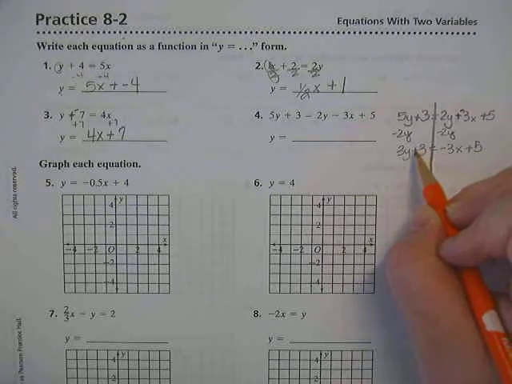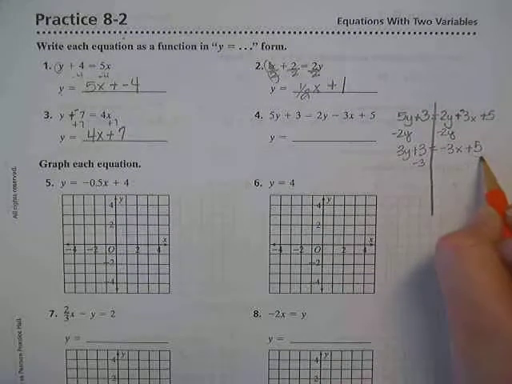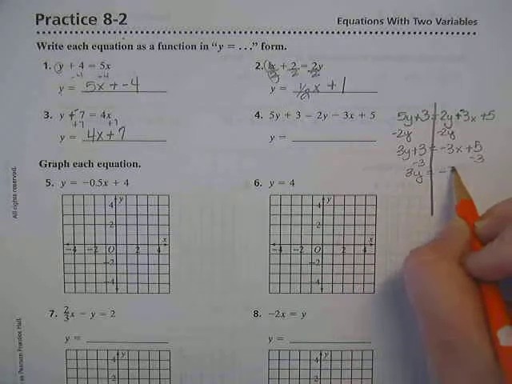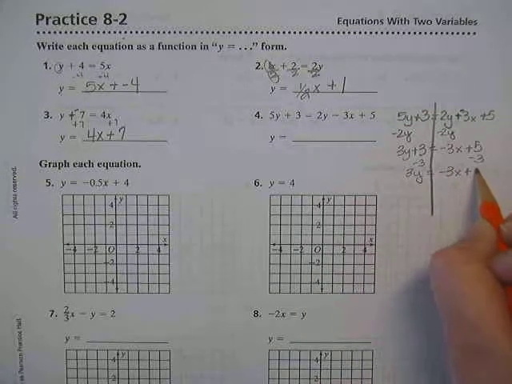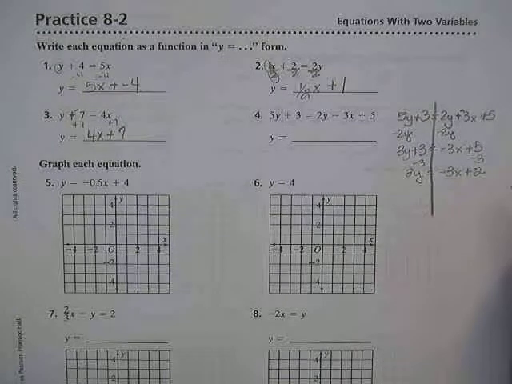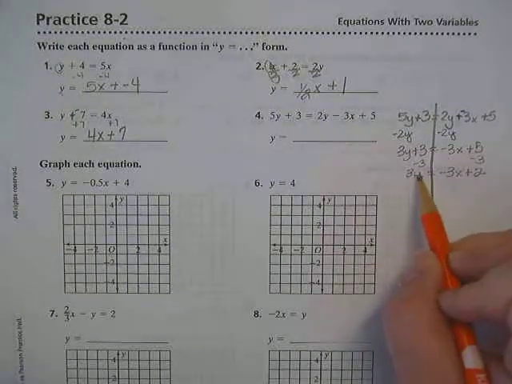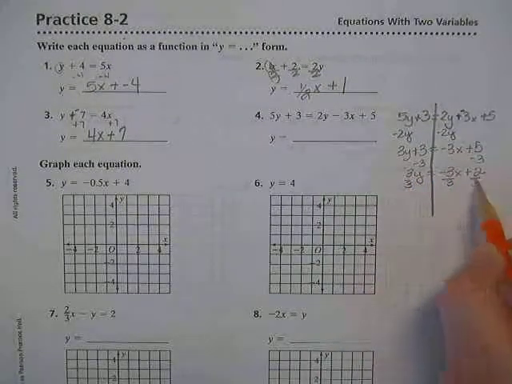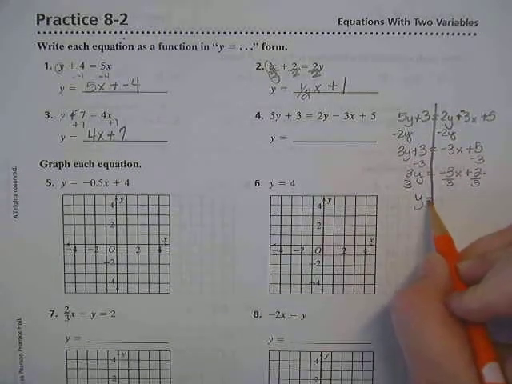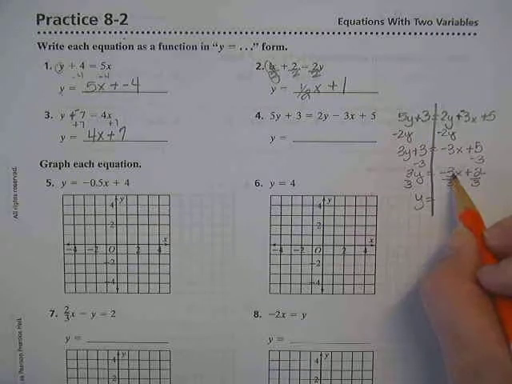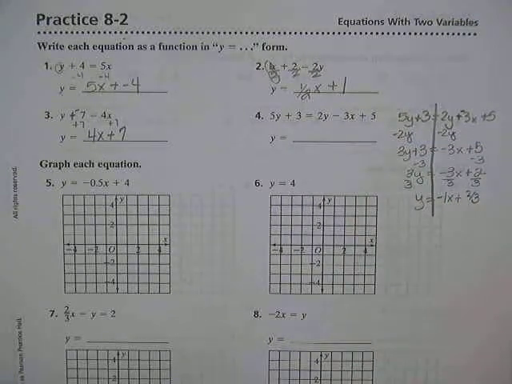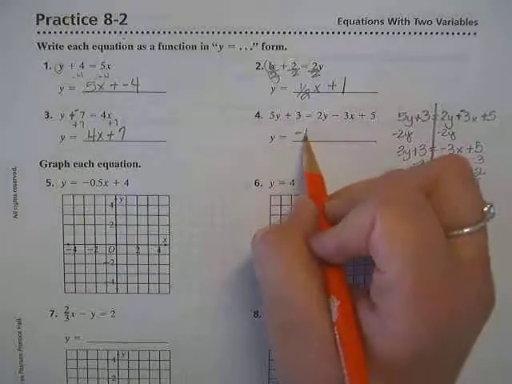Good. Now, how do I get rid of this 3? Minus 3. So 3y equals negative 3x plus 2. Almost done. Now how do I undo this multiplication by 3? Divide by 3. Divide everything by 3. Y equals, what's 3 divided by 3? 1x. 1. So it's a 1x. Negative 1x plus 2/3.